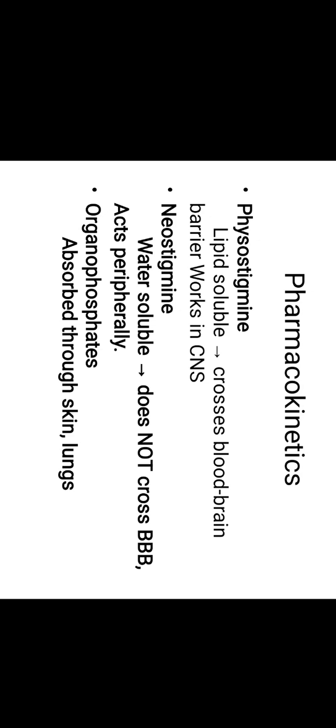And CNS effect, only with lipid soluble drugs like physostigmine. Mild dose gives alertness and improves cognition, and high dose causes confusion, then it can cause coma as well. And pharmacokinetics, I will just describe in simple words. Physostigmine is lipid soluble, and it crosses the BBB and works in the CNS. Neostigmine is water soluble, does not cross the BBB, and acts peripherally. Organophosphates are absorbed through skin and lungs.